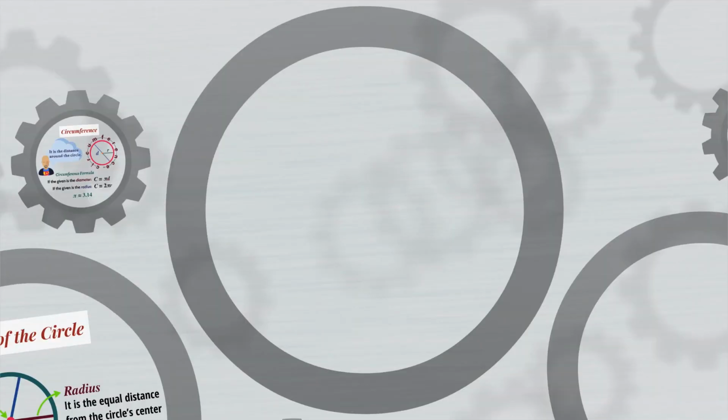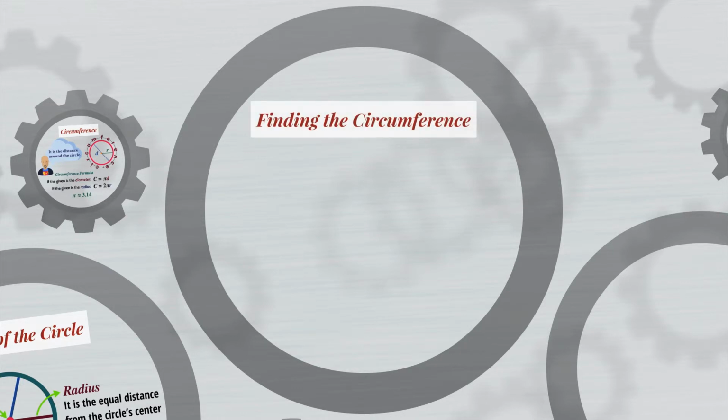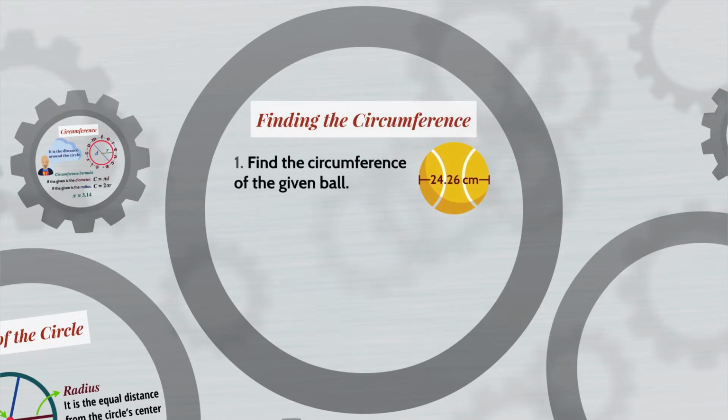Now, let's apply what we are learning and solve some examples. We will try to find the circumference. Let's find the circumference of this ball. Since a value is already indicated on the ball, we just need to identify the given. As you can see, the line passes through the center of the ball, and the endpoints are on the circumference of the circle. So we can say that the given is the diameter. So d is equal to 24.26.